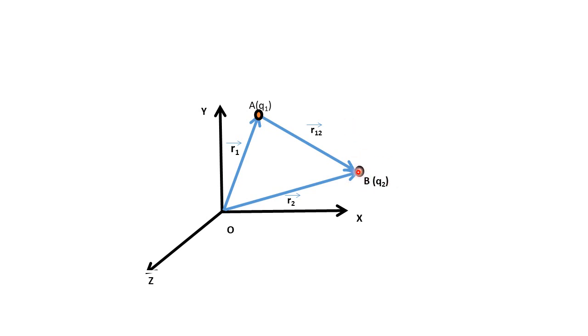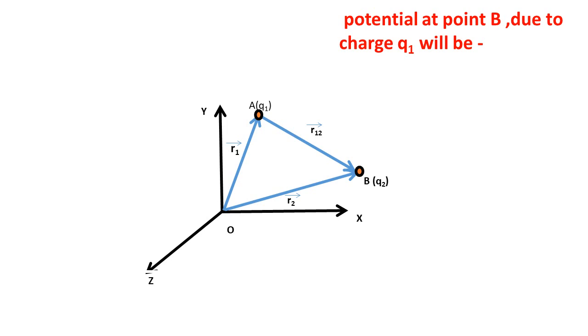How much is electrostatic potential at position B? That electrostatic potential at position B will be V1 is equal to 1 by 4 pi epsilon naught q1 by r12.